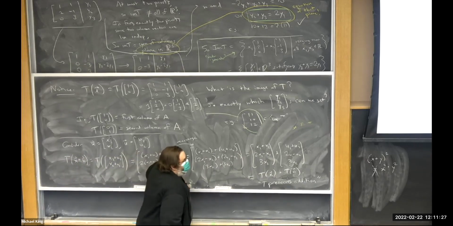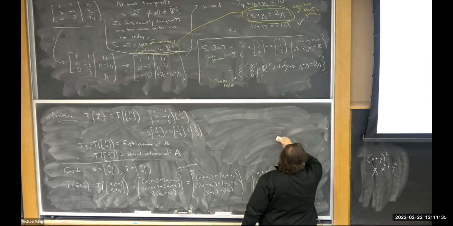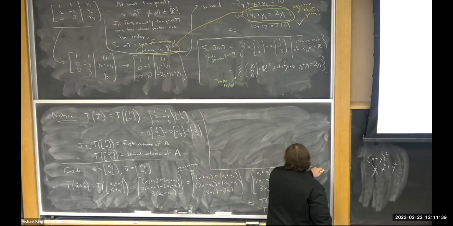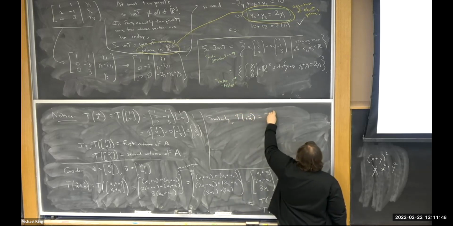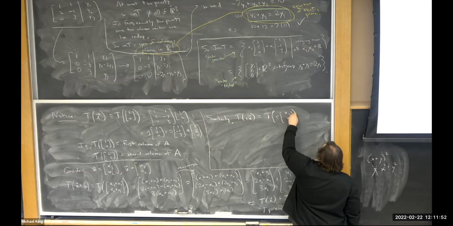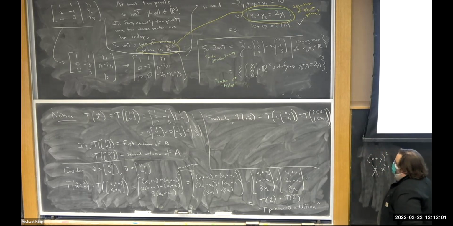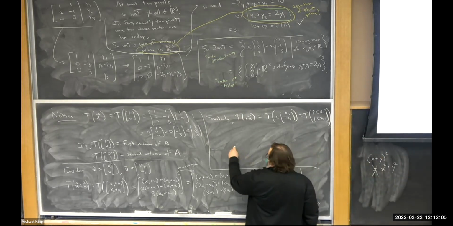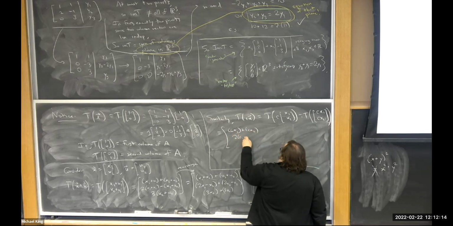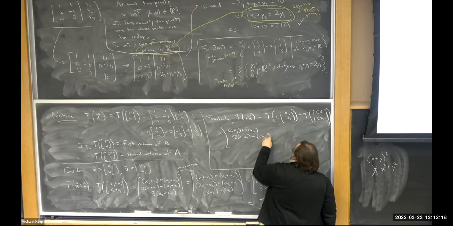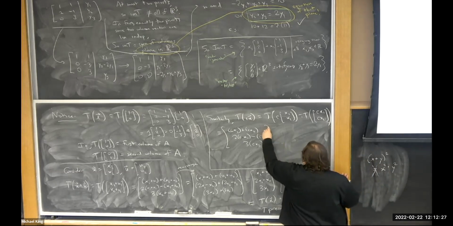Very similarly, if we do C times x, so similarly, T of Cx is T of C times x1, x2. That's T of Cx1, Cx2. Probably more steps than I needed to say that. And then we can plug that into the transformation. So we get Cx1 plus Cx2, 2Cx1 minus Cx2, and 3Cx2, right? Am I doing that right? I'm just plugging those in.